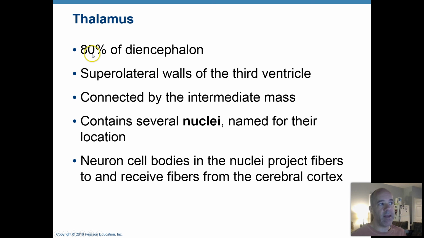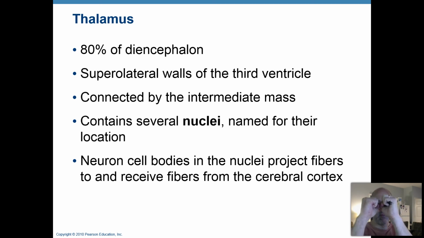All right, the thalamus: 80% of the volume of the diencephalon consists of the thalamus. And the thalamus kind of looks like the ends of a golf club. You've got one over on the left, you've got one over on the right. And so these portions right in here and right over in here make up some of the upper lateral walls of the third ventricle. They are connected to each other. There's a little strip of tissue called the intermediate mass that links the two together.